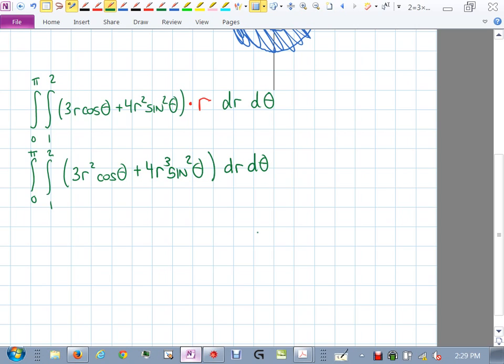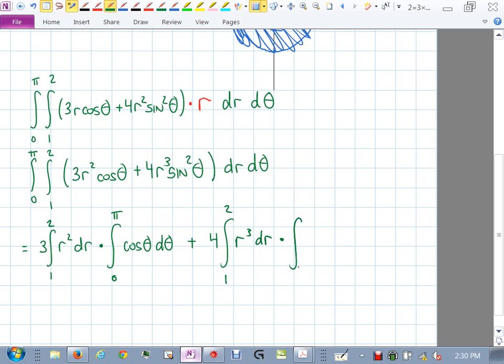Tell me if you agree with this, the next line I write. Integral 0 to pi, 3r squared dr times integral cosine theta d theta, plus 4 integral r cubed, hold on, I got these backwards. 1 to 2, 0 to pi, 4r cubed, 1 to 2, dr times integral 0 to pi sine squared theta d theta. Do you agree with that?